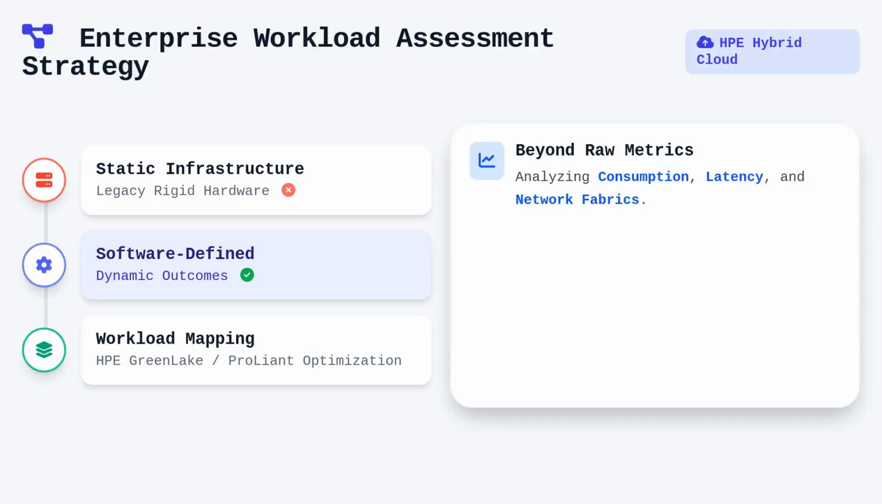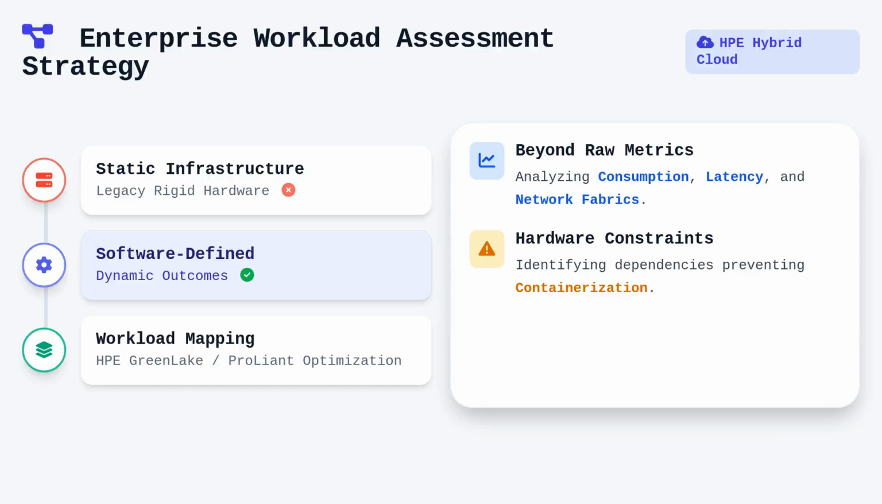We start by gathering data on performance metrics, but raw data is rarely enough to make an informed architectural decision. Instead, we look at the interaction between resource consumption, application latency, and the underlying storage and network fabrics that support them. This process involves a deep look at architectural constraints that often limit how we scale or migrate specific workloads.